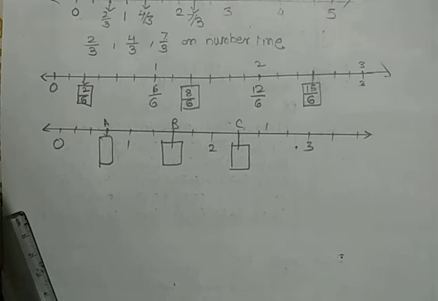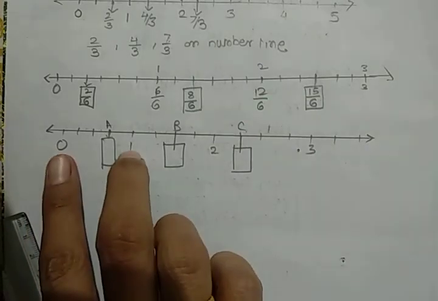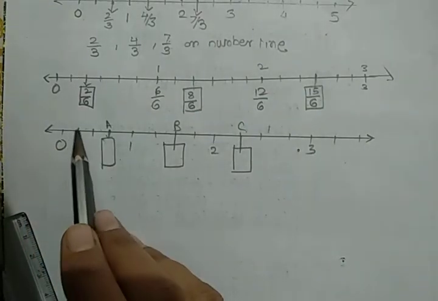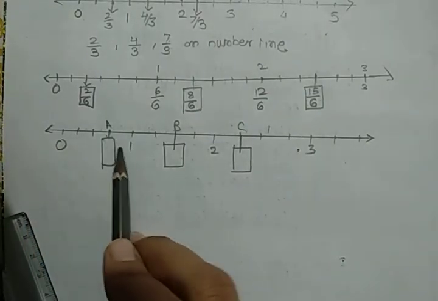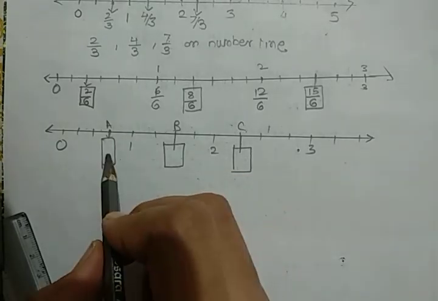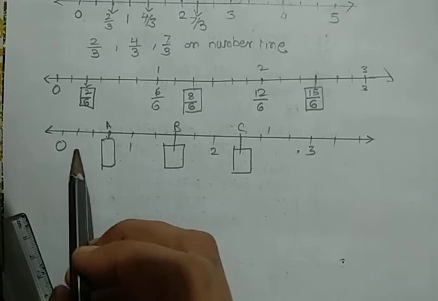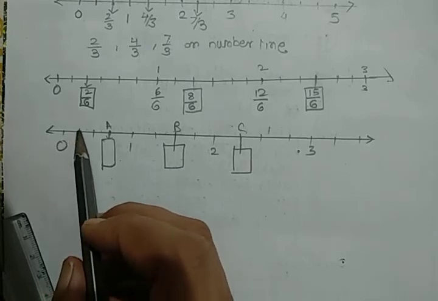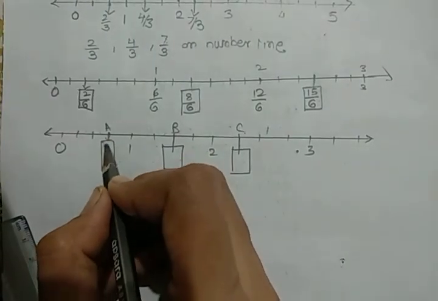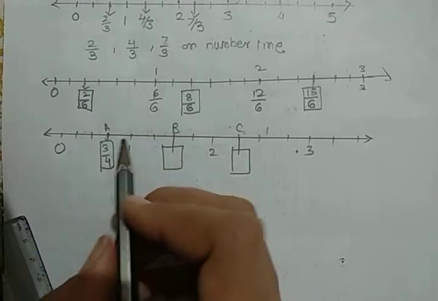Now solve this question. What fraction do the points A, B, C show on the number lines below? Let's see, there is 0 and 1. In between 0 and 1 there are 1, 2, 3 and 4, 4 equal parts. It means these numbers have denominator 4. Now let's count the point from the 0. 1, 2, 3. So this point is 3 upon 4.